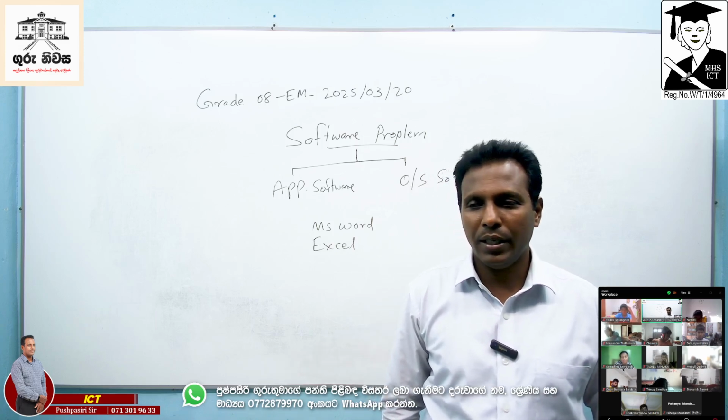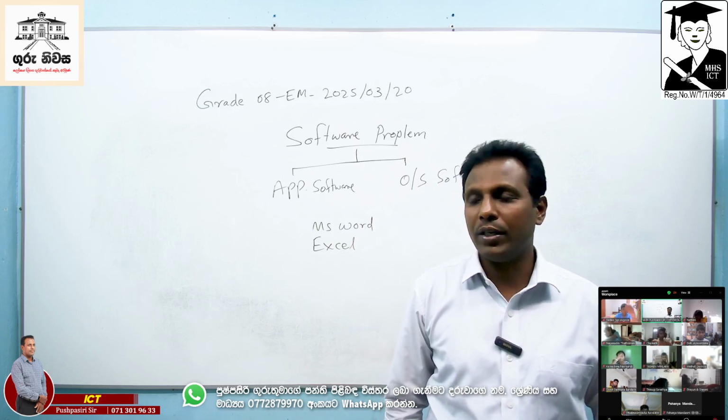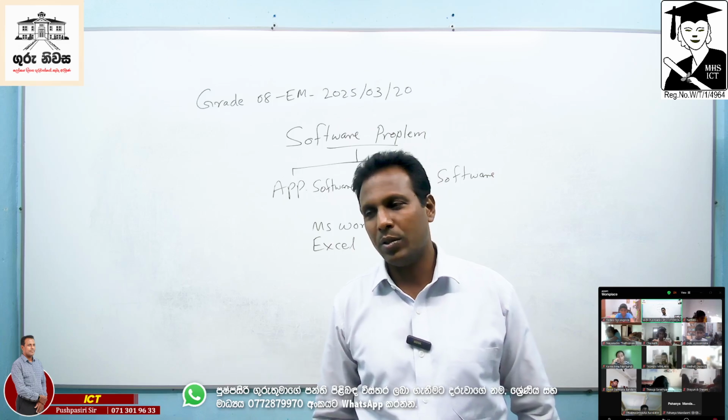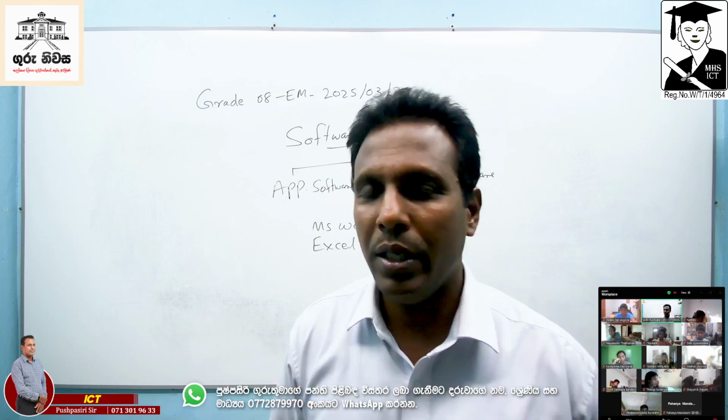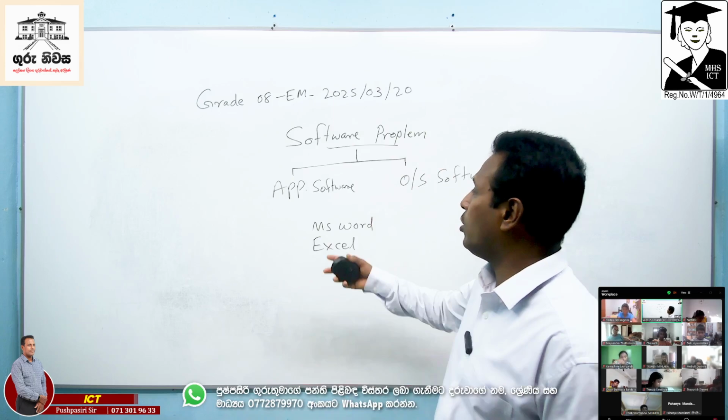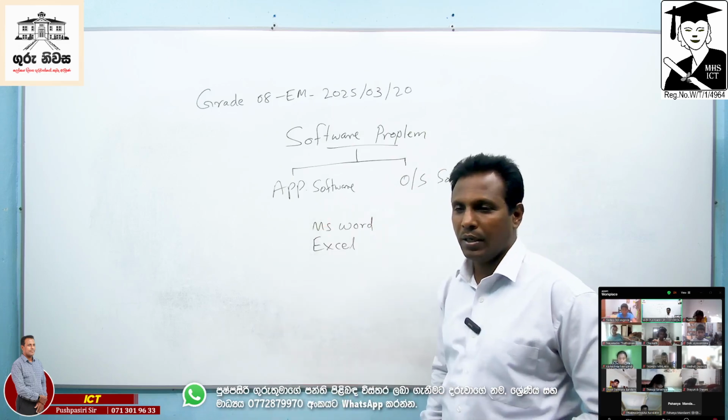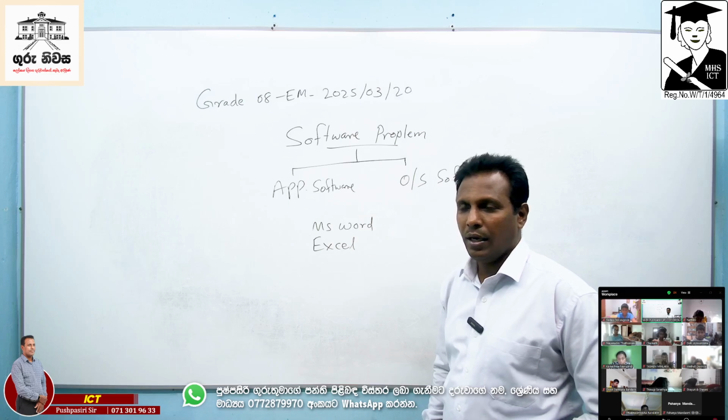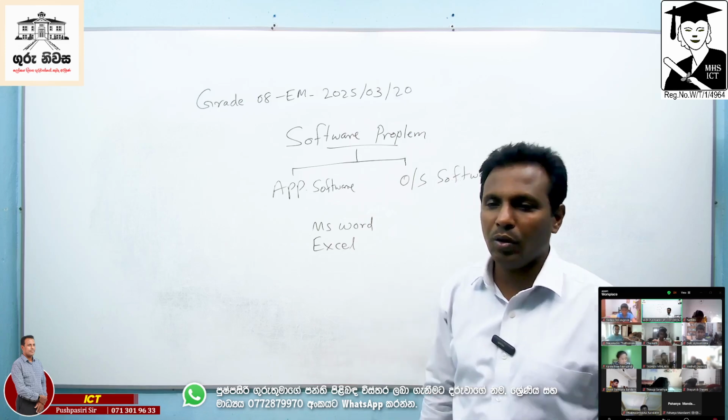Right? Indicates incorrect functions. So that is what we call the problems created because of application software. Those are the problems that arise from application software.